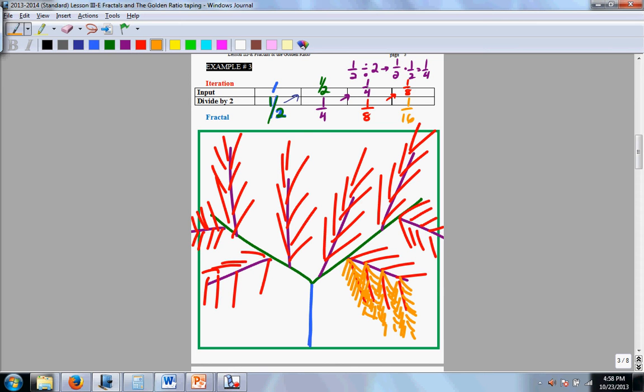Again, what you're looking at is a mathematical representation of a repeating process called an iteration. This is called a fractal. And you're like, that's not a fractal, Miss Way. That's a pine tree. That's my Christmas tree. That's my point. Math equals nature.